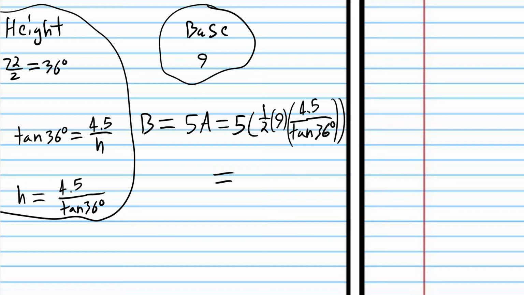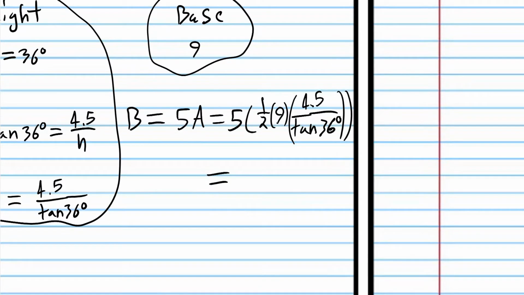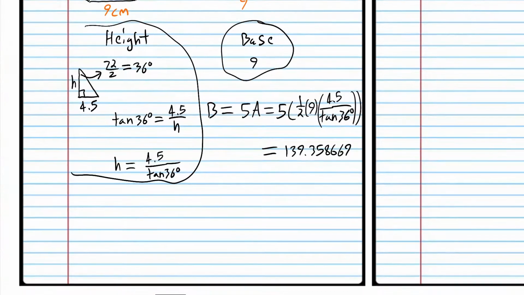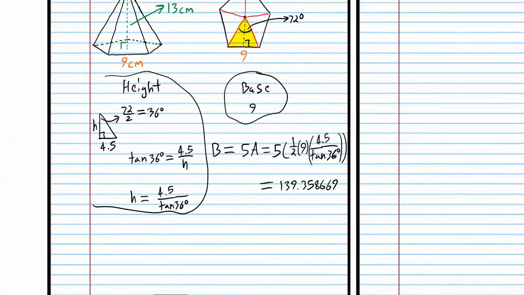4.5 divided by 36, then the tangent button, equals 6.19. That's this whole blue expression here, times 9 equals, and then divided by 2 equals, because that's 1/2, and then times 5 equals, we get 139.358669. I'm going to carry out a lot of decimals so we don't have round off error. So that's the base area.